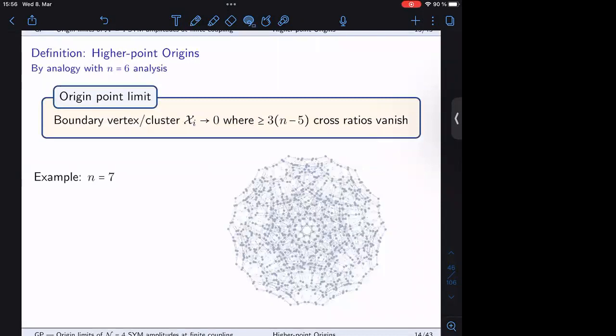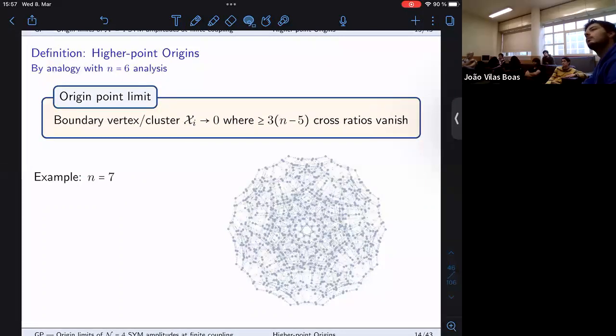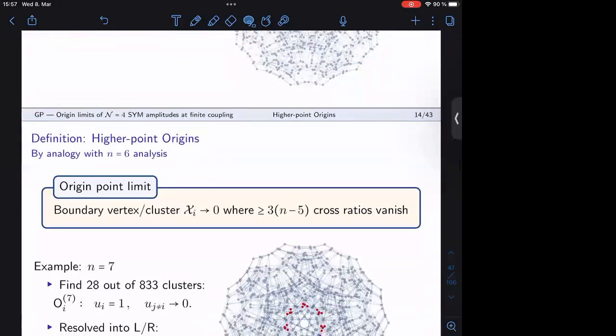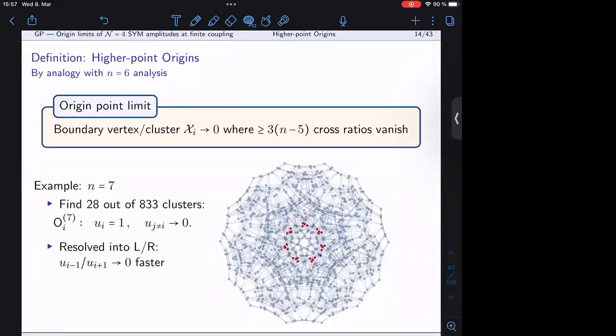And here is the seven particle case, the cluster algebra, or the exchange graph of the seven particle amplitude. It has 833 different clusters. And you see that there are 28 of them where all but one of the cross ratios go to zero. So you cannot set all the cross ratios to zero, as I had promised, but you can set all but one, and the remaining one goes to one. And these are the highlighted red clusters in this picture.